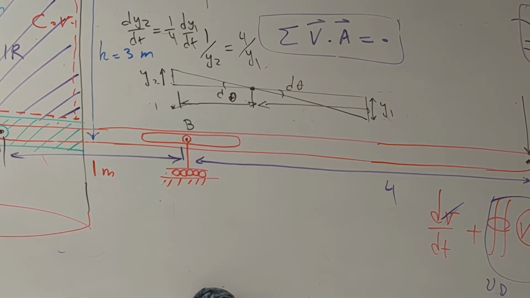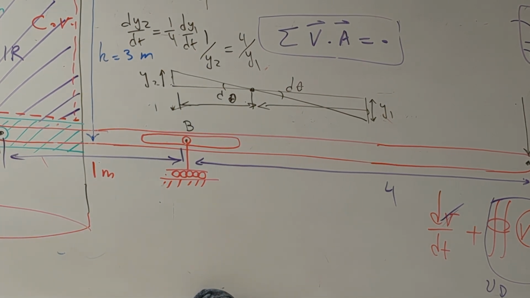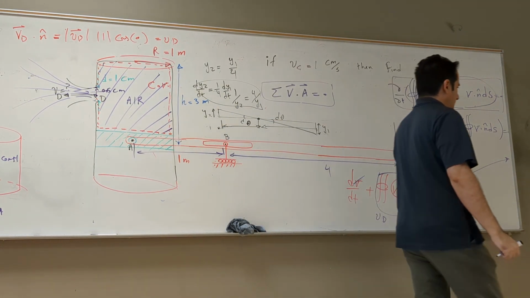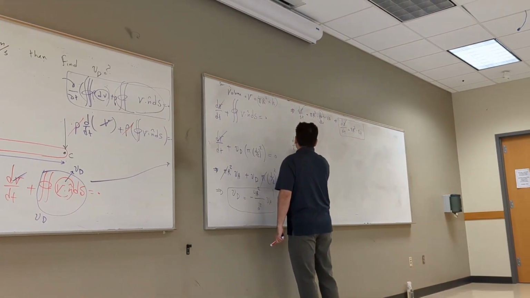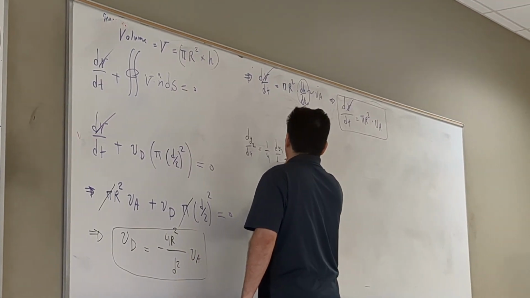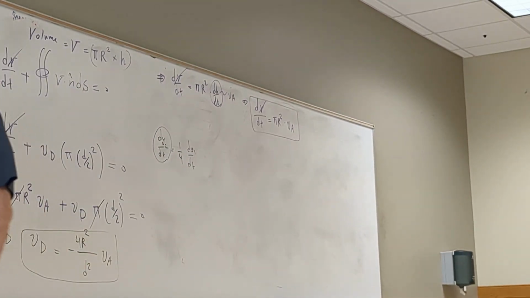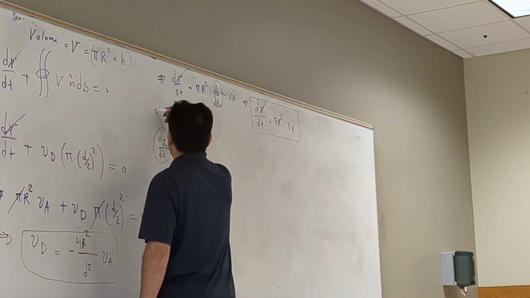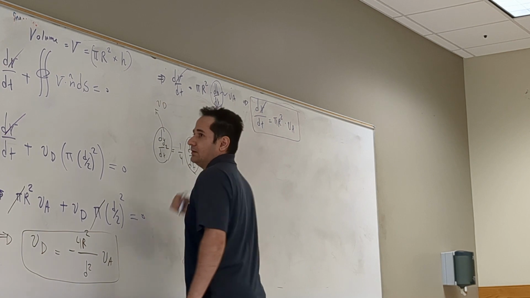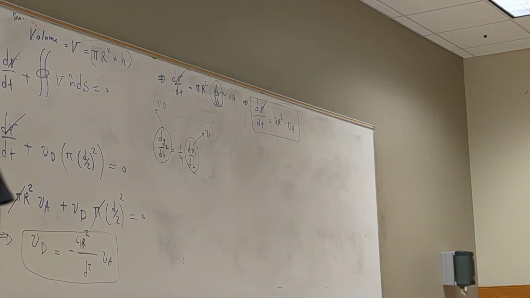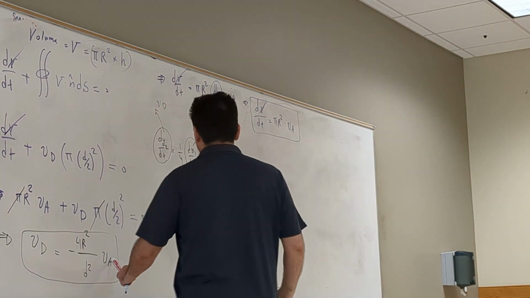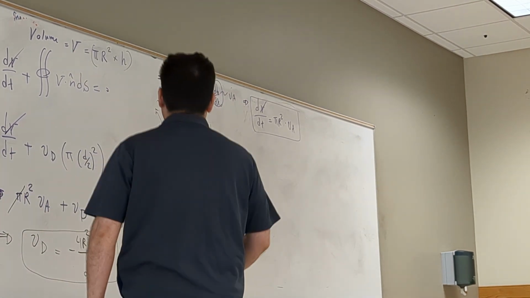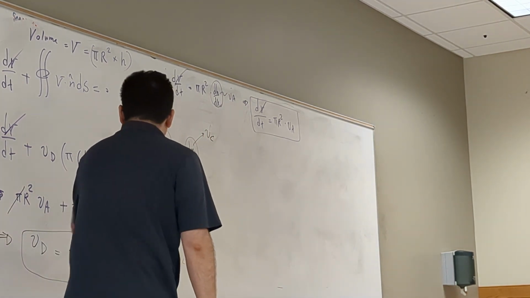So what's dy2 dt? 1.25. Yeah. So here, if you write that, dy2 dt is 1/4 dy1 dt. dy2 dt is the velocity of here, at A. And dy1 dt is what? Velocity at C. So instead of VA, you could just use this relation. You substitute that for VA.